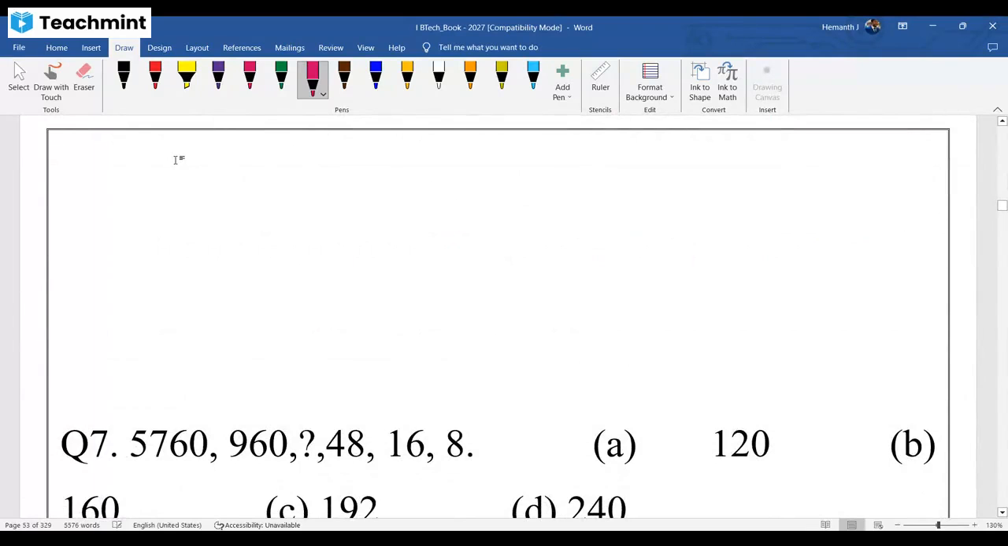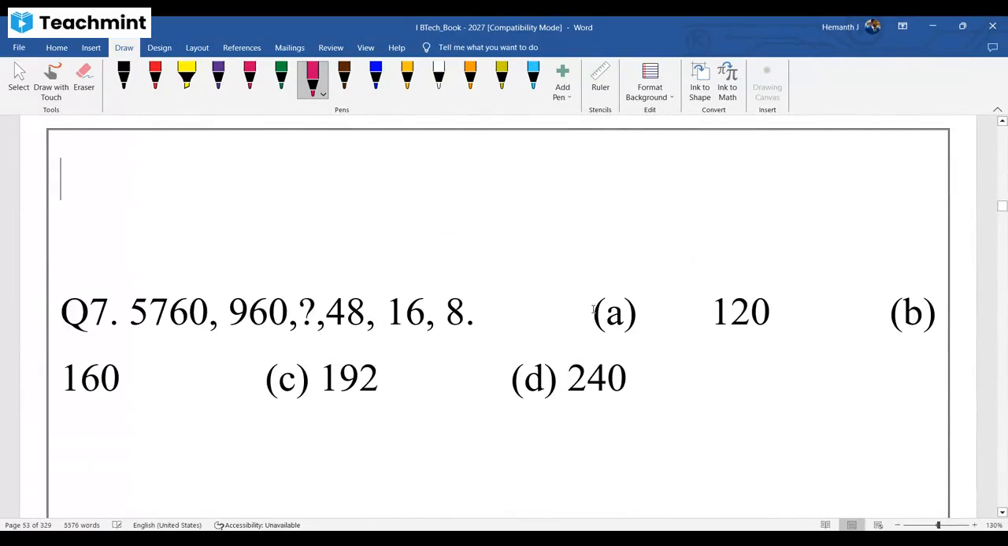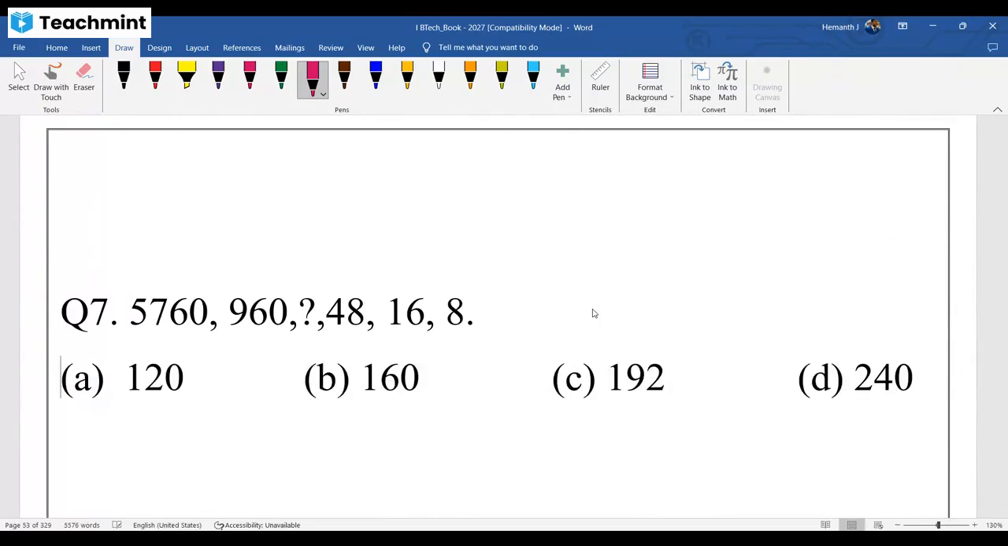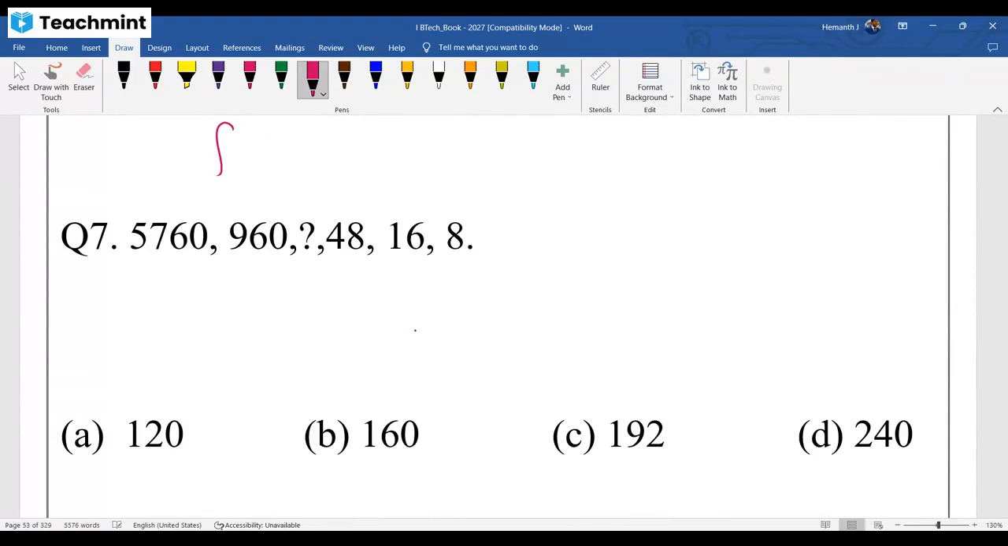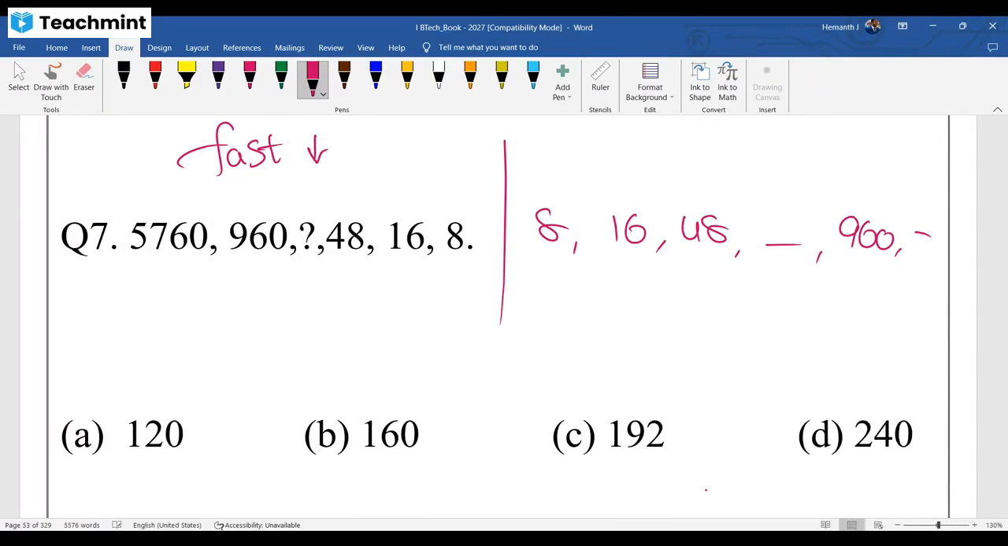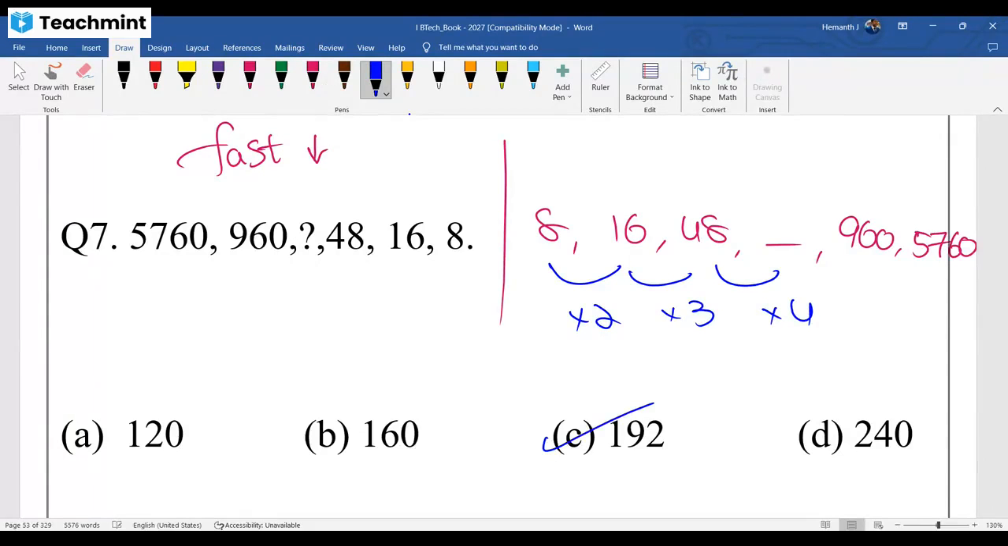Now see the seventh question, my dear. 5,760, and so on up to 8. This is fast decreasing. If you are not comfortable with the division, write it in reverse. It is fast increasing, and you may feel a bit more comfortable with multiplication. So you can write it in reverse. Multiplied by 2, multiplied by 3, multiplied by 4. 8 into 4 is 32. Ending with 2 is your answer.